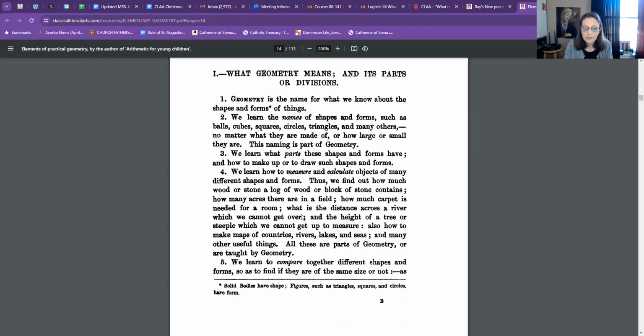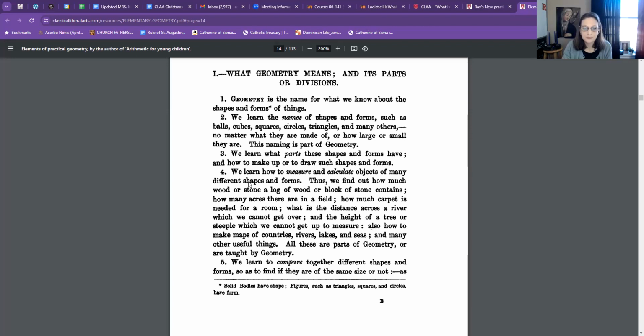It's very practical. What is the distance across a river which we cannot get over? And the height of a tree or the height of a steeple, which we cannot get up to measure. Also, how to make maps of countries and rivers and lakes and seas, and many other useful things. All these are parts of geometry or are taught by geometry. Okay, so geometry is very exciting. We're going to learn how to do all of these practical calculations of things.